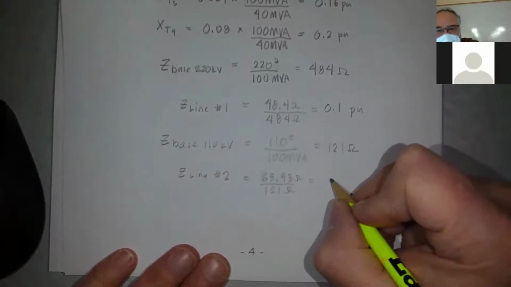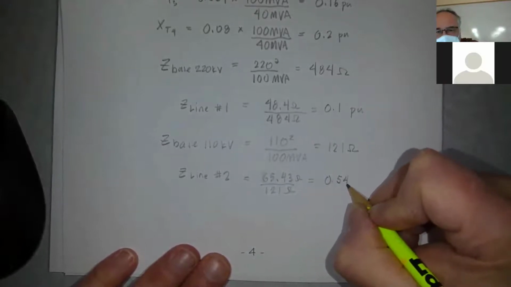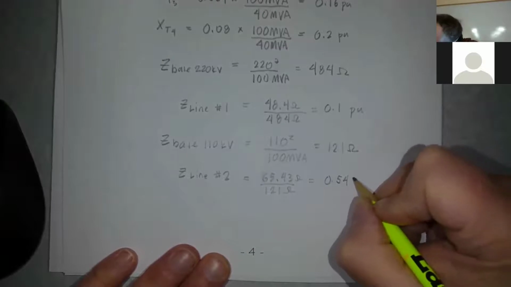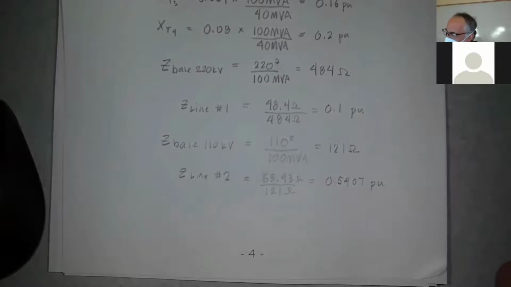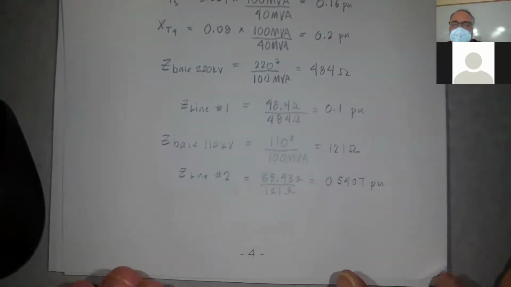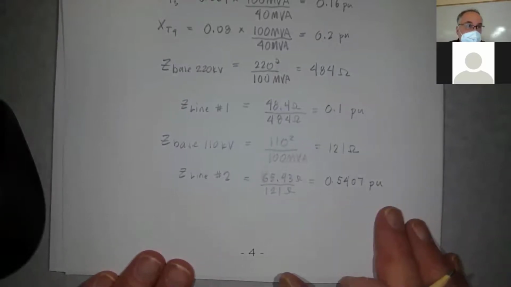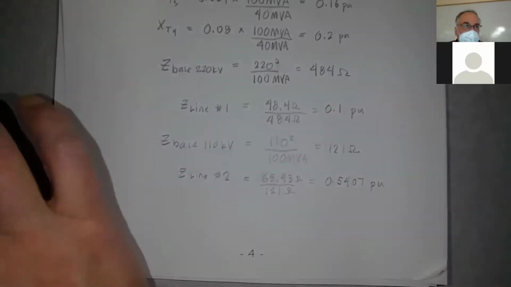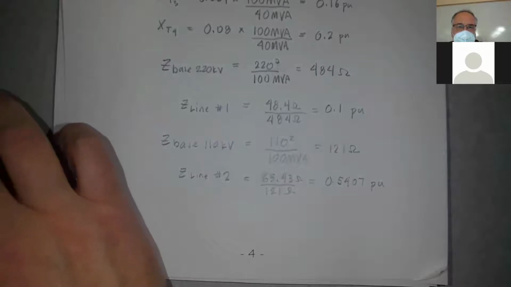0.5407. So 0.54 per unit. I like putting per unit there just to remind me that this is per unit. It also prevents me from putting ohms there, right? Because there's no such thing as ohms per unit. Okay.